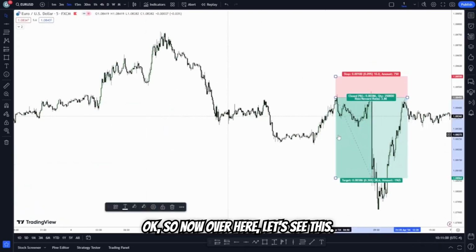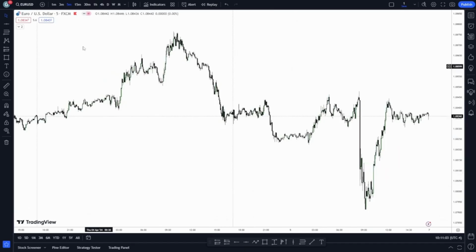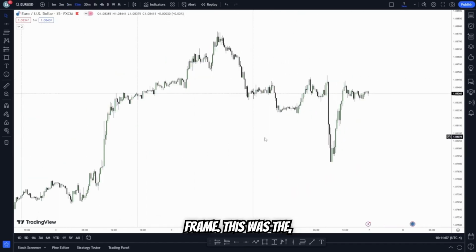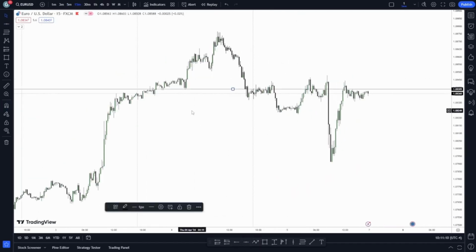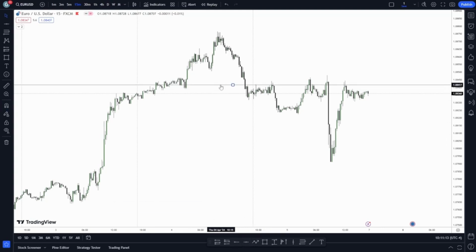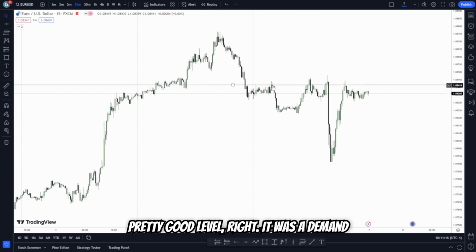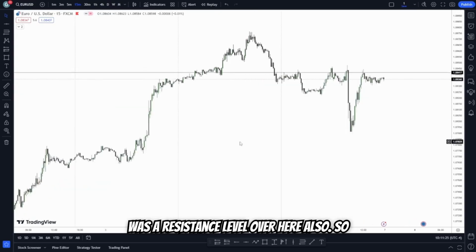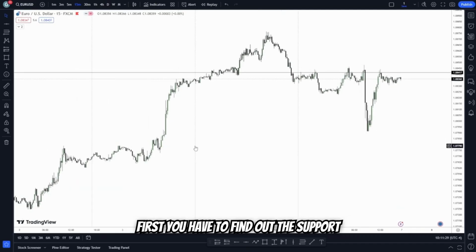Okay, so now over here let's go into the 3-minute time frame. This is a pretty good level, right? It was a demand level over here, then it was a resistance level over here, and there was a resistance level over here also. So first you have to find the support and resistance levels on the chart, and these levels are typically significant. So the swing highs and swing lows, round numbers, or the price levels where the market has reacted strongly in the past.